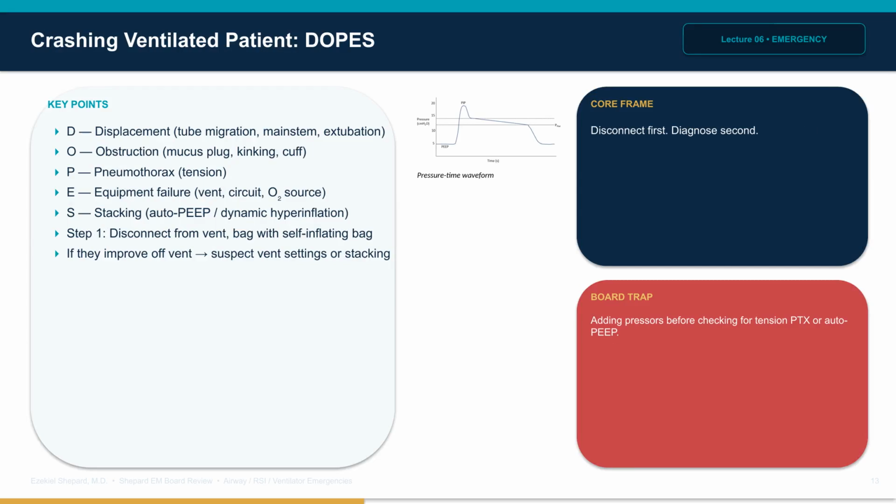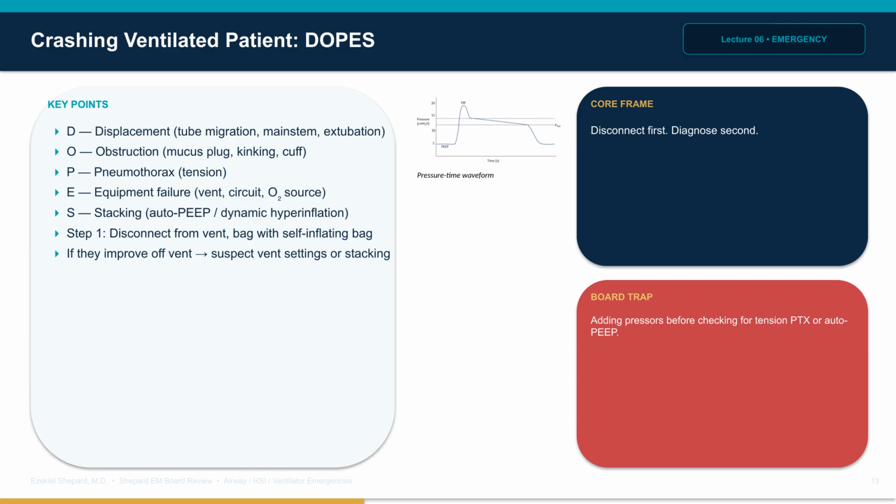The crashing ventilated patient gets DOPES. D is displacement of the tube, O is obstruction of the tube, P is pneumothorax, E is equipment failure, S is stacking, also called auto-PEEP or dynamic hyperinflation. The first move is to disconnect from the ventilator and bag the patient with a self-inflating bag. If the patient improves off the ventilator, suspect ventilator settings or breath stacking. If the patient does not improve, work through the differential.